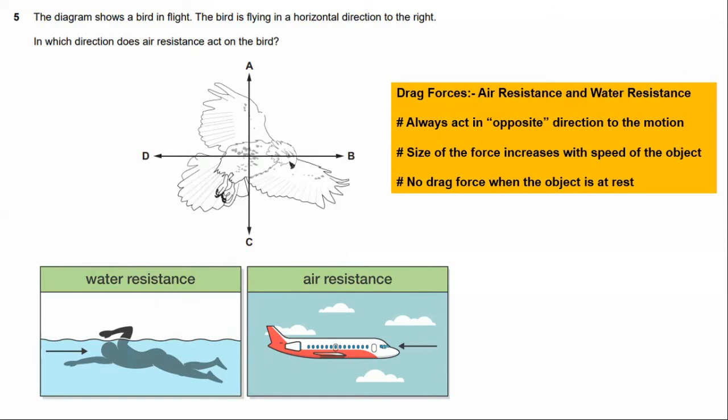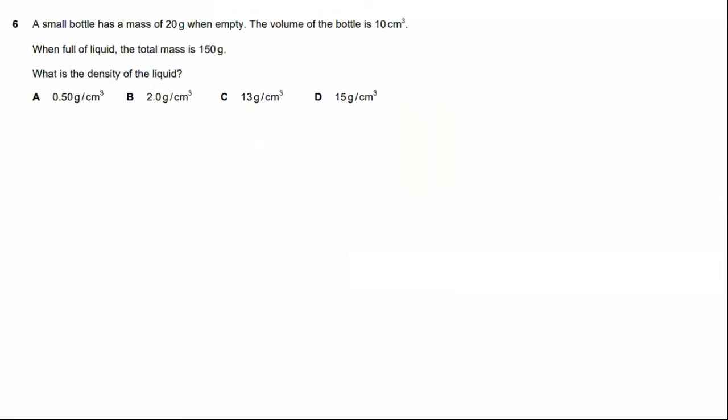So the correct answer for this question 5 should be answer D. Since the bird is flying to the right, drag force or the air resistance must be acting on the bird to the left. So the correct answer is answer D. Let's move on to question 6.